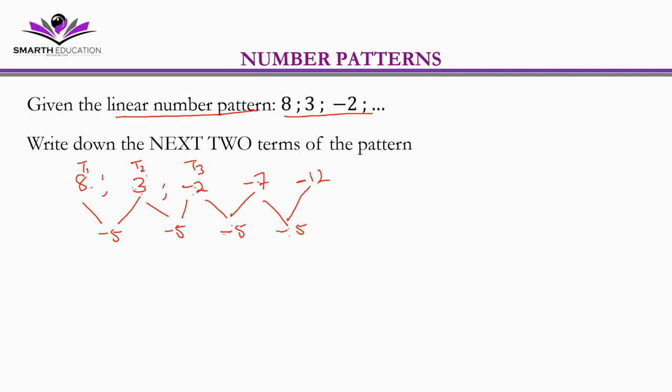And then here again, it's going to be negative 5. Negative 7 minus 5, that is negative 12. Then you can just confirm: negative 12 minus negative 7 is like negative 12 plus 7, which is negative 5. If you extend by two terms, that would be negative 7 and negative 12.